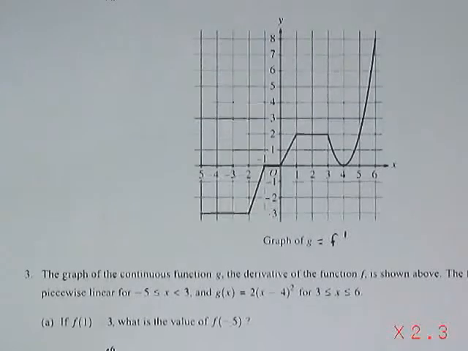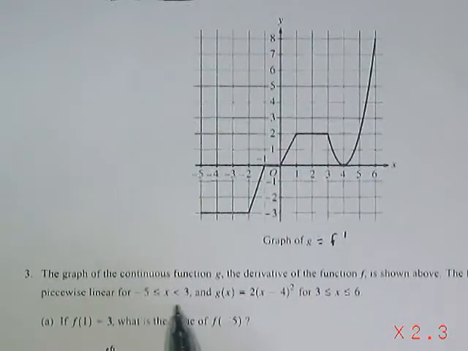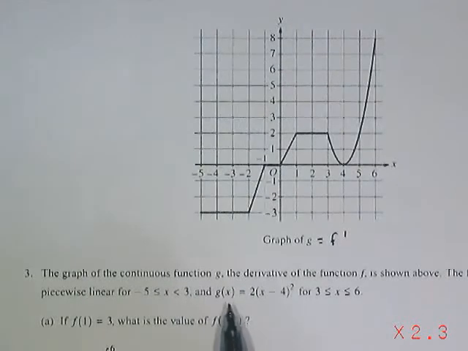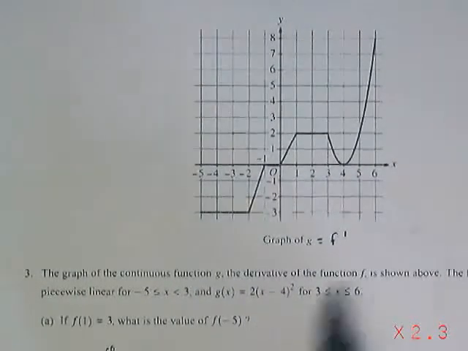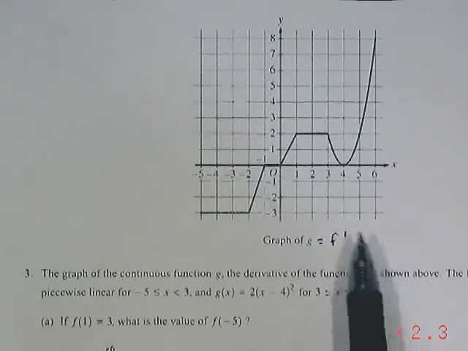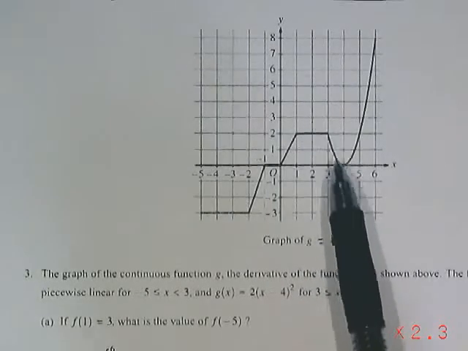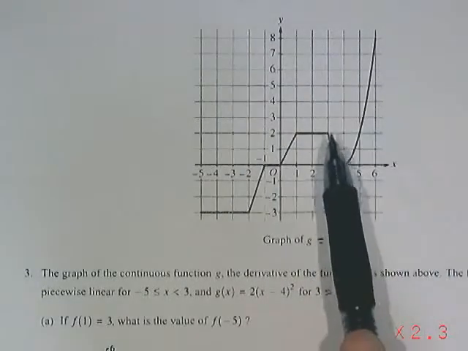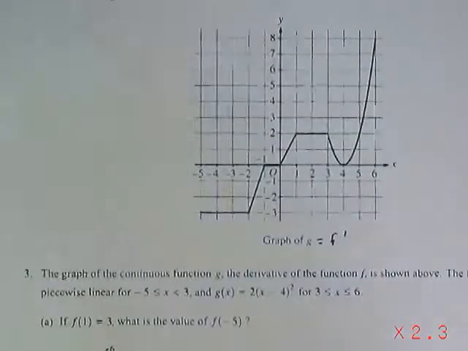The function g is piecewise linear between -5 and 3, and g of x equals this quadratic between 3 and 6. So in other words, we can assume where it looks linear that it is indeed linear, and they give us the function for this part here. Okay, so let's get to it.